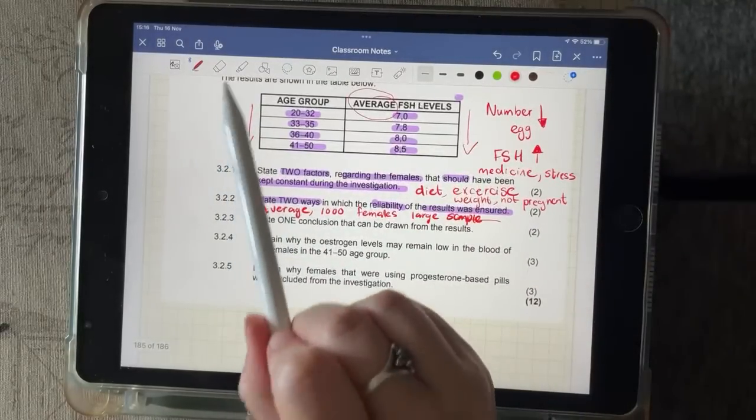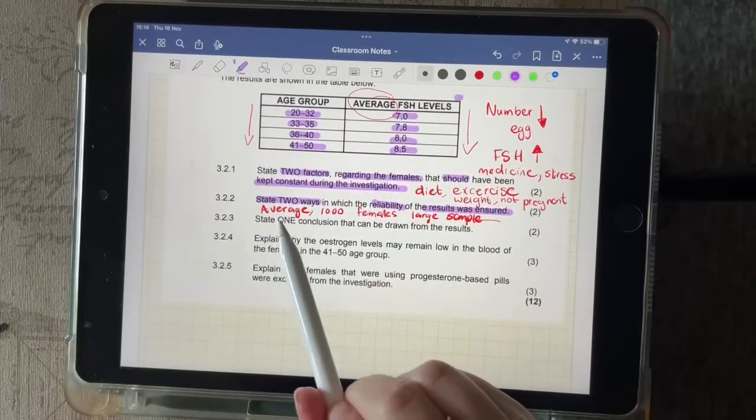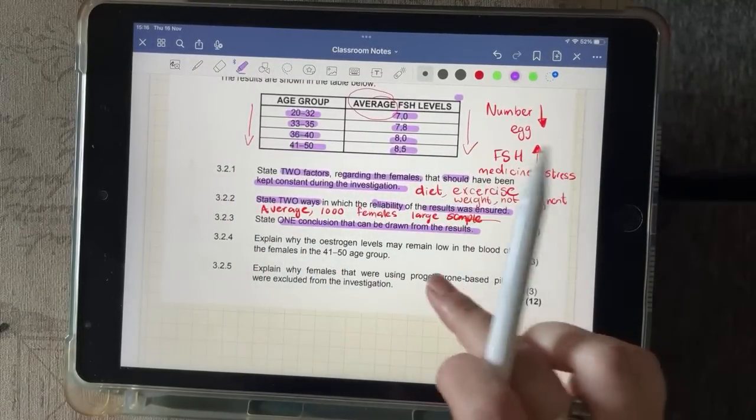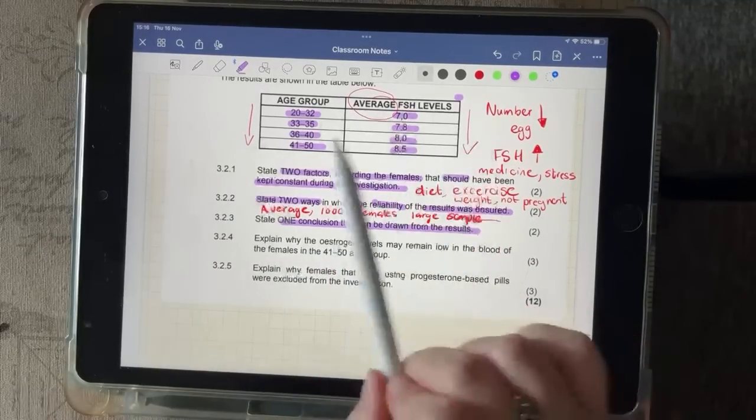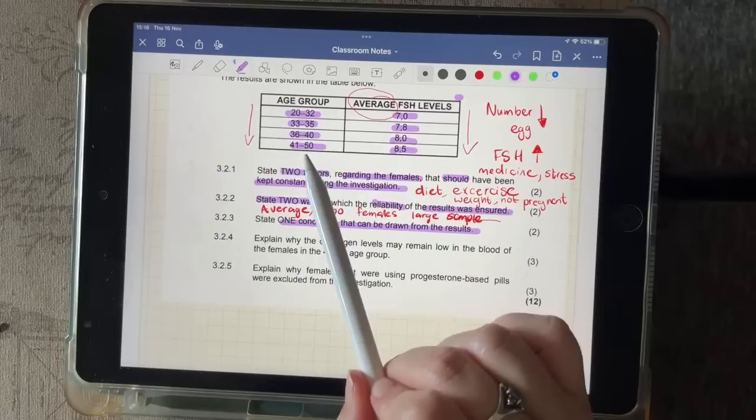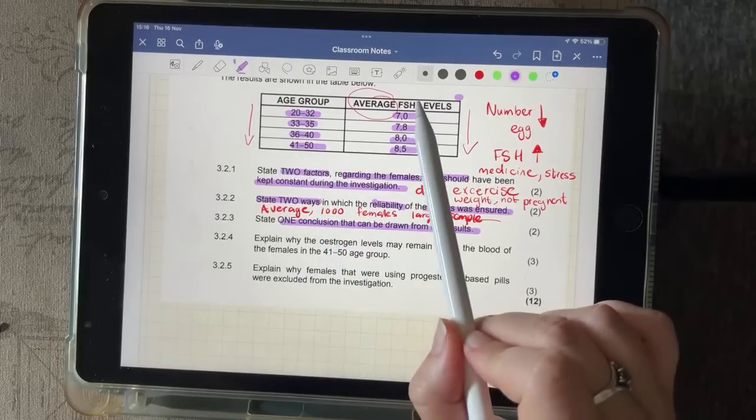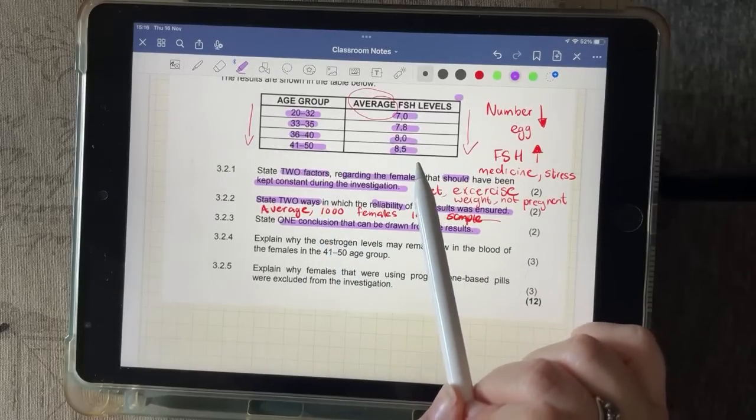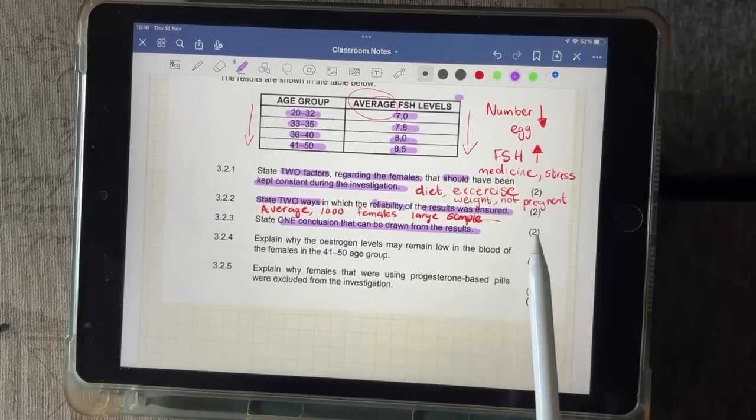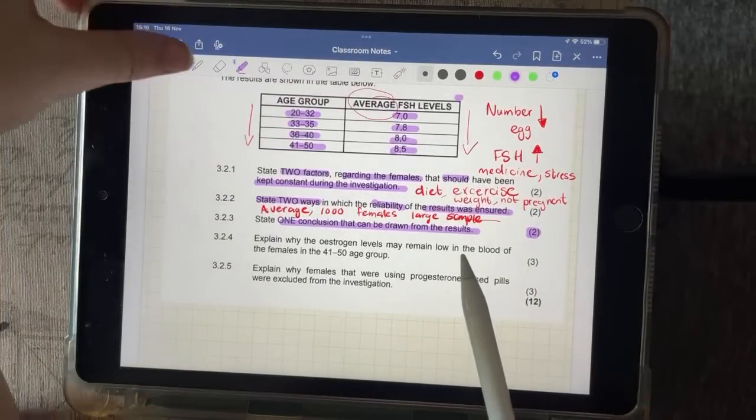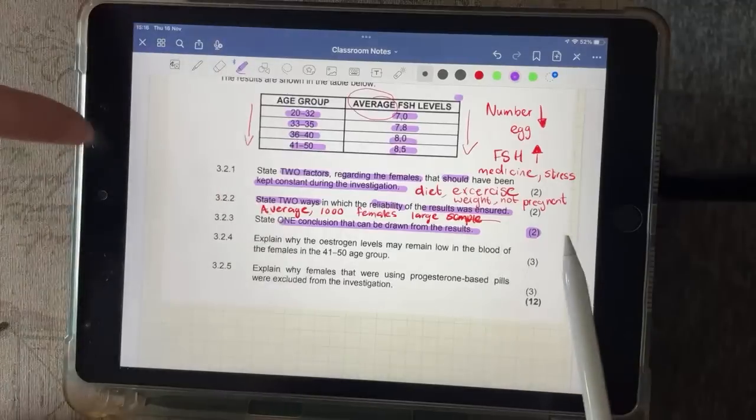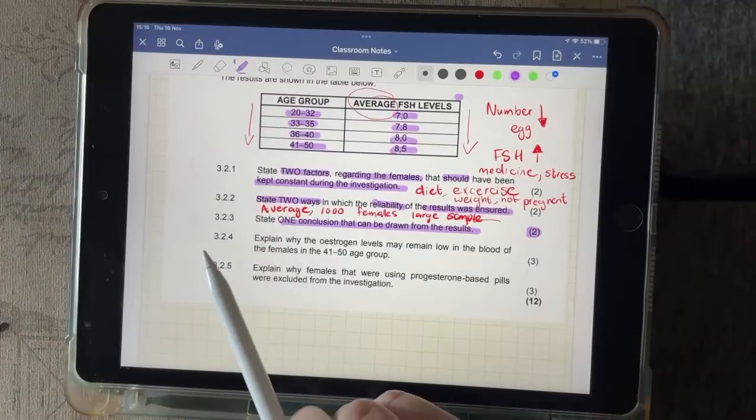Moving on to 3.2.3, state one conclusion that can be drawn from the results. Well, a conclusion must always have your variables. And we just said it now. As you get older, you produce more FSH. And that's what's going to get you 2 out of 2. As you get older, you produce more FSH. I'm not going to write that out because it's pretty straightforward, that sentence.